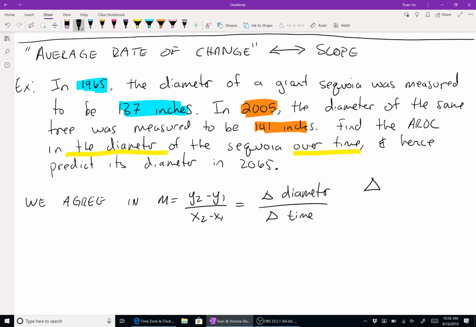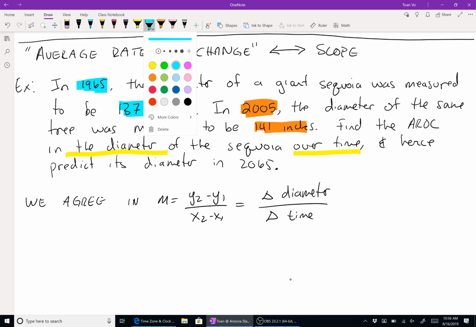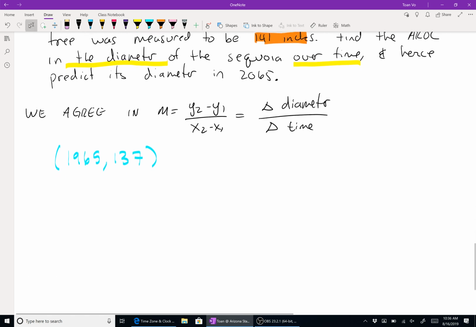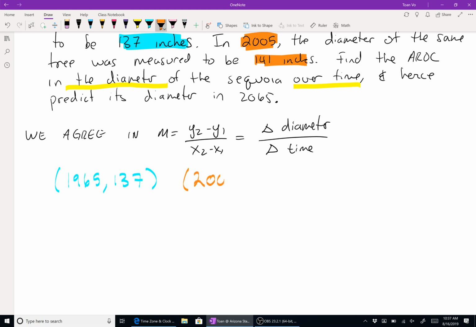So, knowing that the diameter is the y and the time is the x, when I do these linkages, I hope it's not a big stretch of the imagination that my first point is 1965, comma, 137. Is everyone okay with why I did that? Because we said that the time was x, so I put it first, comma, the diameter was the y, which is the 137. So when I do my second linkage, what's my second linkage? 2005, comma, 141. Hey, we have 2 points.